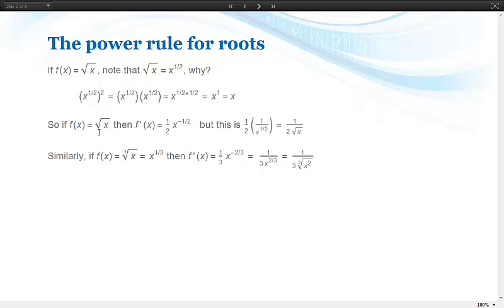If f of x is the square root of x, that's the same as saying f of x is x to the 1/2. So the derivative is 1/2 x to the minus 1/2. Why? Because if I subtract 1 from a half, I get negative 1/2. But again, using the fact that negative exponents mean division, this is 1/2 of 1 over x to the 1/2.